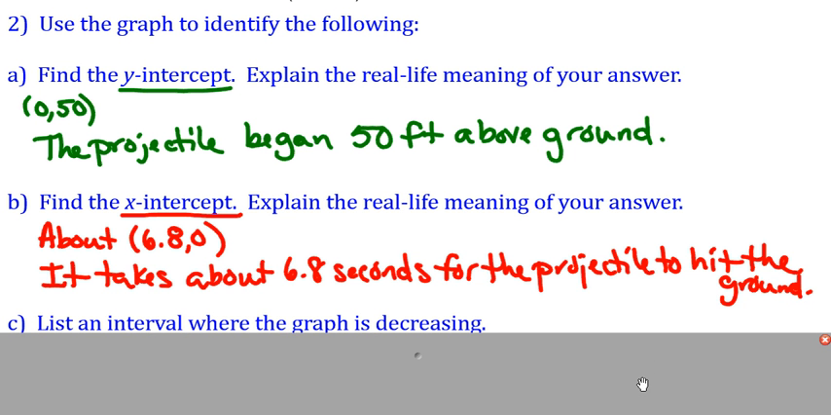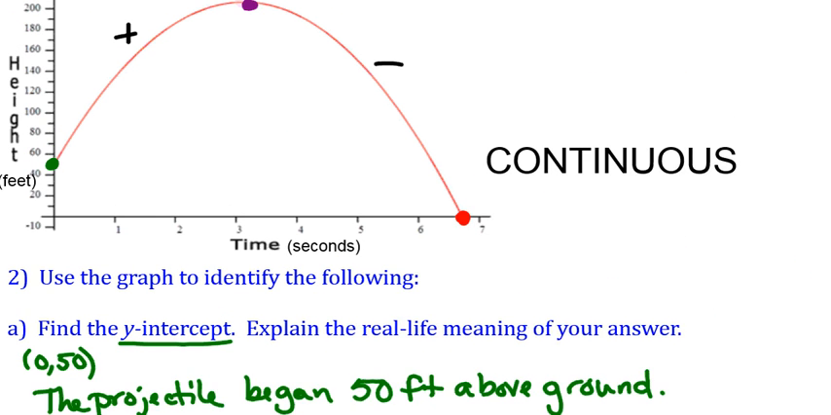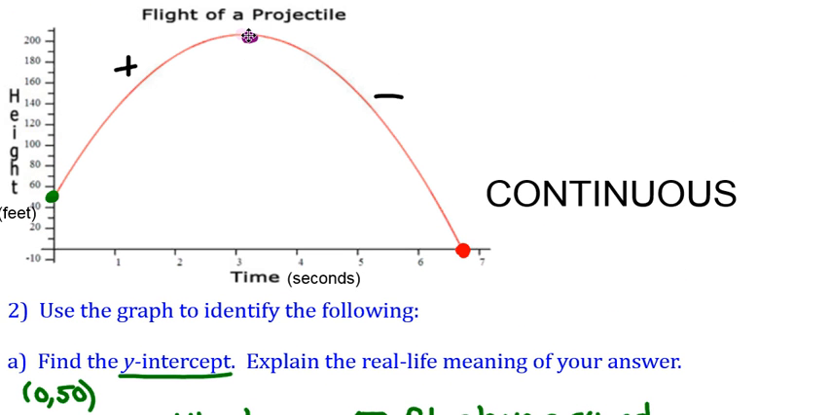It says we want to list an interval where the graph is decreasing. So let's go back to our graph. And we said we are turning here. So it's kind of starting from this point here until it hits the ground. And that looks like it's about 3, right? So from 3 seconds to about 6.8 seconds, it's hitting the ground.